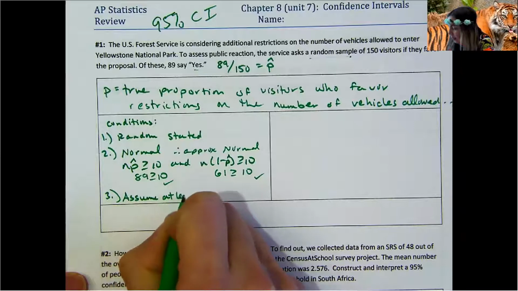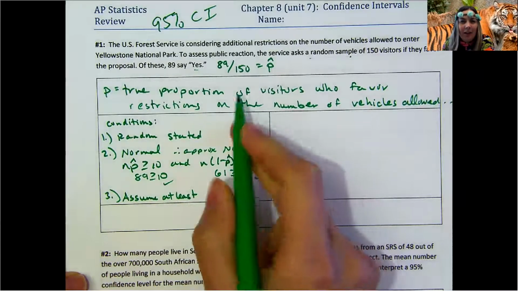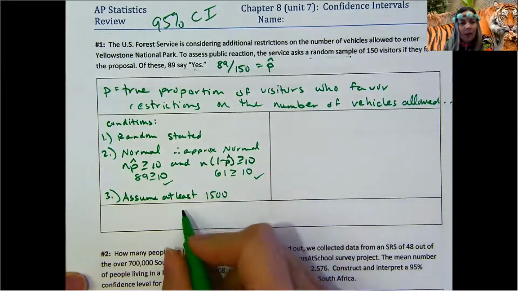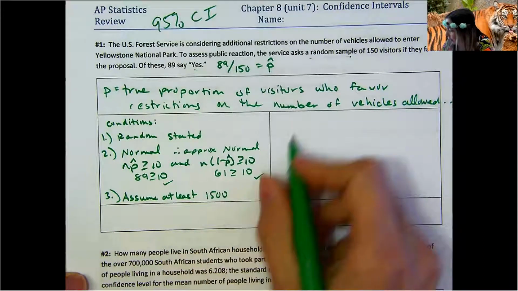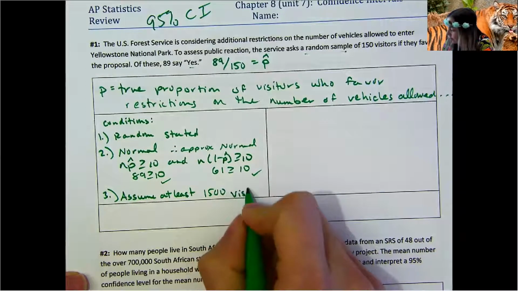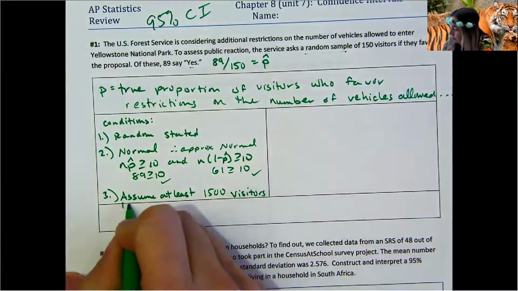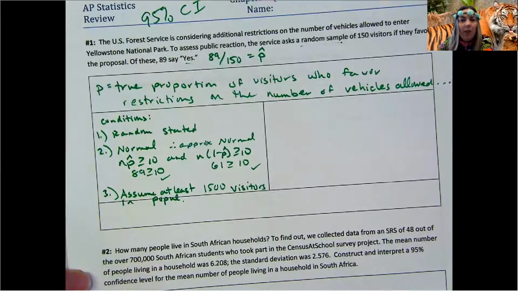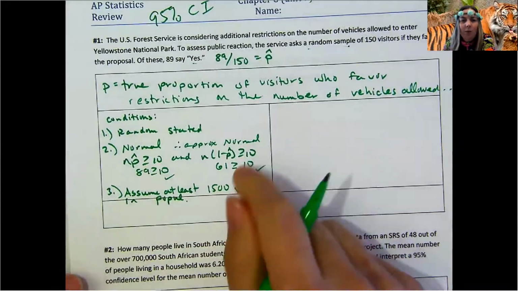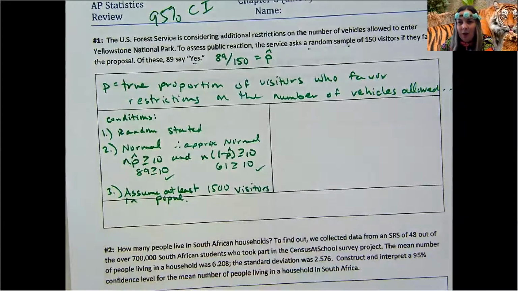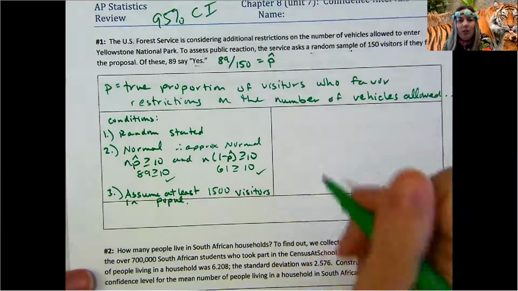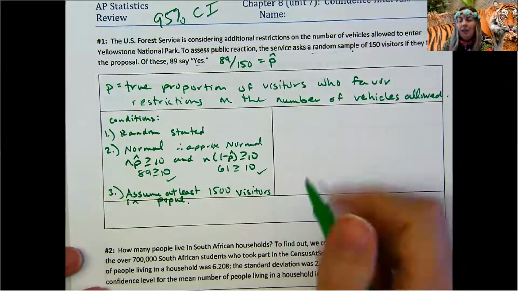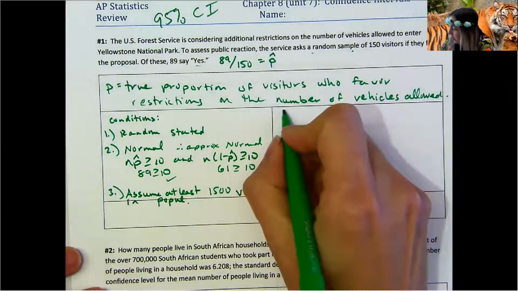at least 10 times n. Our n is 150, so slap a 0 on it. Assume at least 1,500 visitors in population. So whatever sampling frame they use to pull their 150 sample, we have to assume there was at least 1,500 that were possible. All right, so conditions look okay. Nothing's violated. I don't have to proceed with caution. So now I'm going to do my formula work.